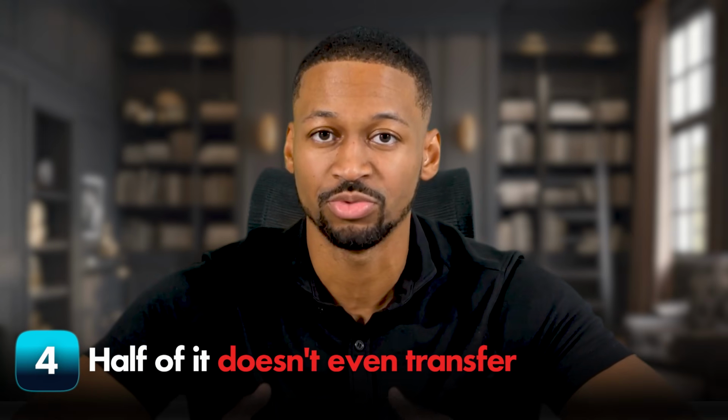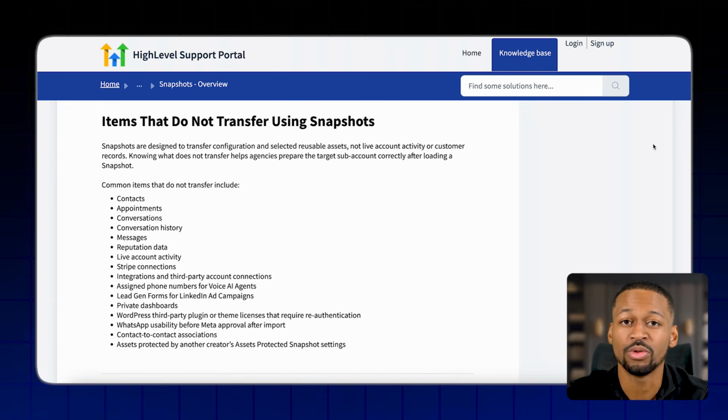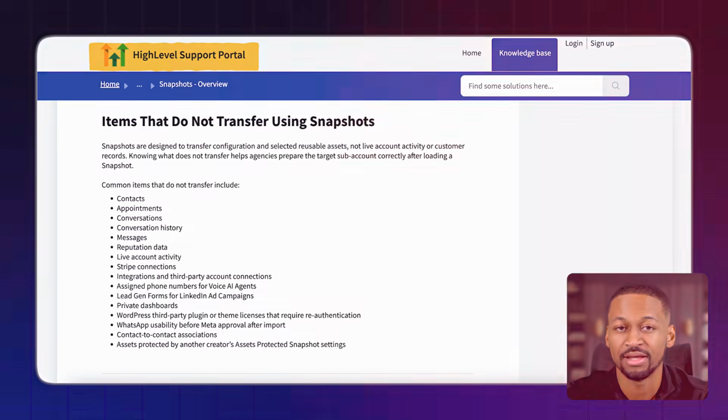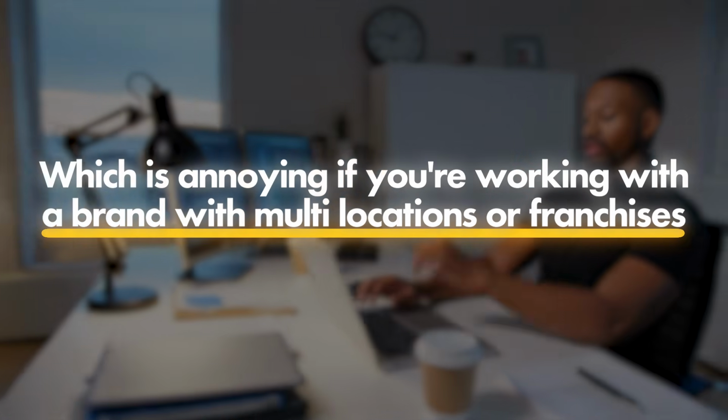The fourth problem, half of it doesn't even transfer. And this one really shocks people. A lot of details like your contacts don't come over, your phone number doesn't come over, your text message registration, your Stripe payments, your integrations, none of it transfers. And this is straight from GoHighLevel's own help docs. So even after the snapshot loads, you're reconnecting all of that by hand every single time, which is annoying if you are working with a brand with multi-locations or franchises.